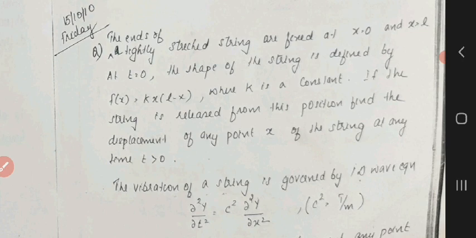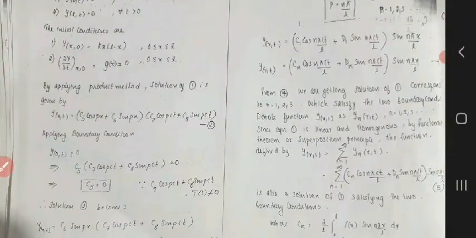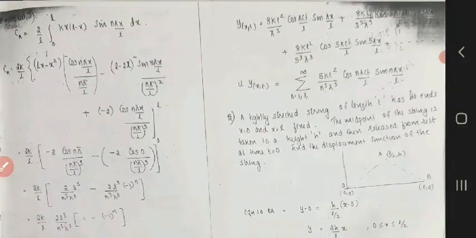Then the string was released from the position. So initially it was at rest, and the initial velocity should be 0. So here g(x) equal to 0 and f(x) equal to kx(L minus x). Clearly d_n will be 0 because g is 0, and we have to evaluate c_n. I also did that problem and I get the answer like this.